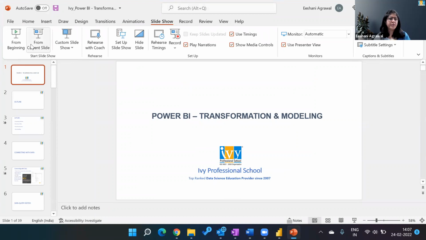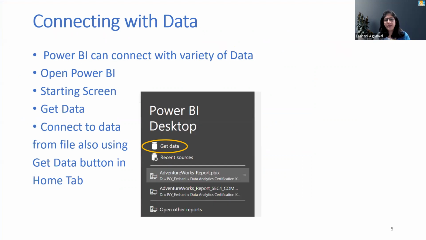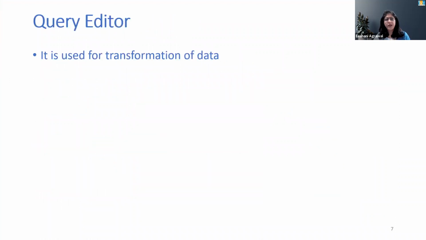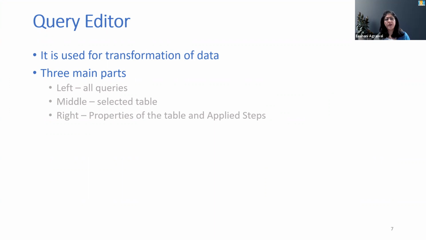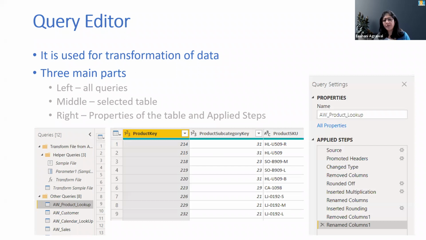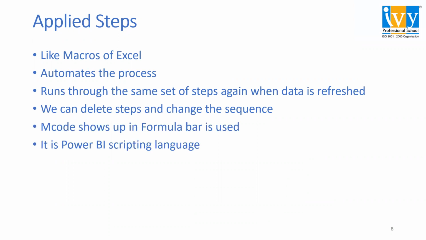Yesterday we finished this part. We understood how to connect with the data set using Get Data, and the different formats of data we can connect to. Then we worked in the query editor, which is meant for transformation of the data. There are three main parts in the query editor: one where the queries are kept, the middle part where the table is kept, and the right-hand side where the applied steps and properties are. We understood the purpose of the applied steps, and that's where we stopped. Any questions till this part?